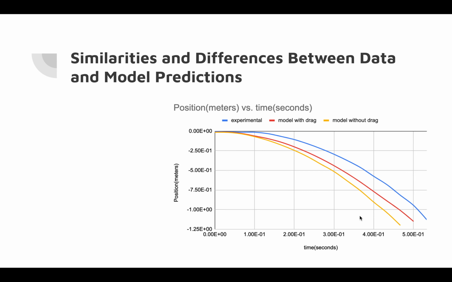So overall, similarities and differences between data sets and model predictions. We can see that the model with the drag and the model without the drag are expected to hit the ground faster than the actual experimental data, and we see that the model without the drag actually is expected to hit the ground the fastest. This is what this demonstrates.